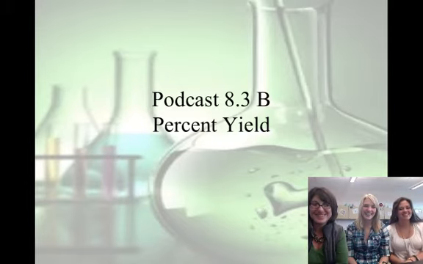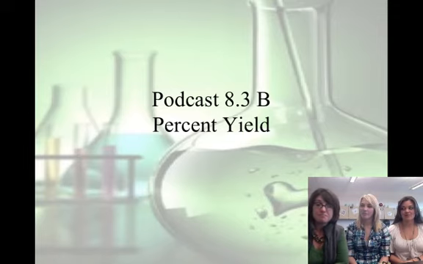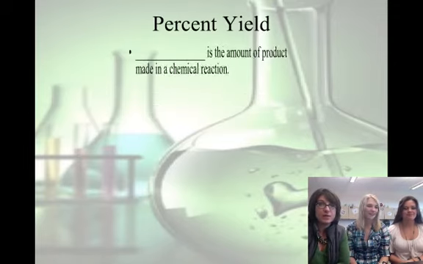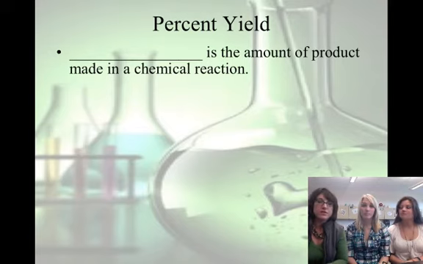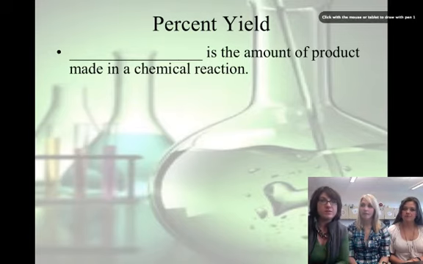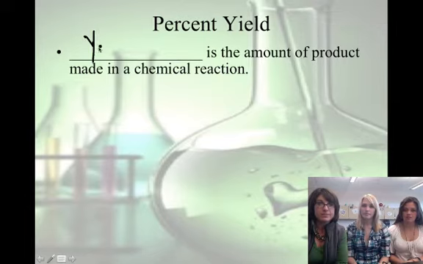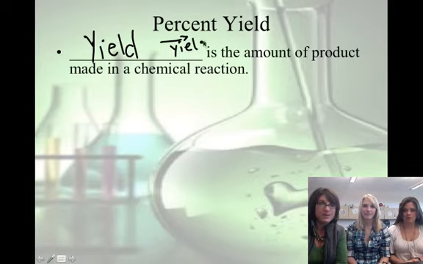Hey. All right, we're going to work on percent yield today. It's our last thing for Unit 8. Are you ready? Yeah. Okay, let's get started then. First, let's talk about yield. Yield simply means the amount of product that's made in a chemical reaction. That's all we mean. And that's why there's an arrow that says yields.